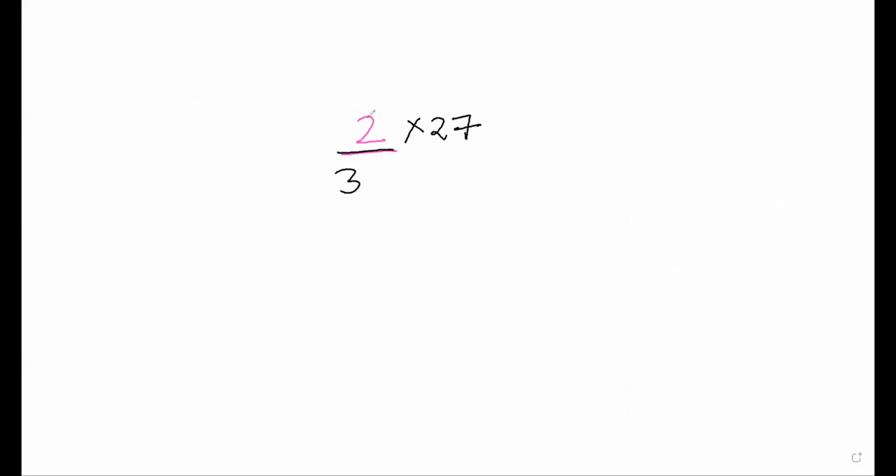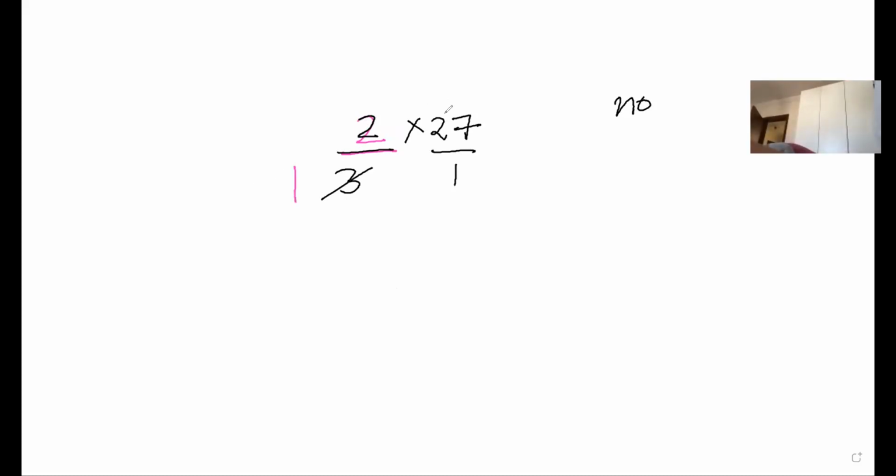Now see, that means this 3 can be simplified with any number. You will check which two numbers in the numerator and denominator come in the same timetable. Do 2 and 3 come in the same timetable? No. Do 3 and 27 come in the same timetable? Yes. 3 times what gives you 3? 1. Yes. 3 times what gives you 27? 9. That's why we have good timetables.